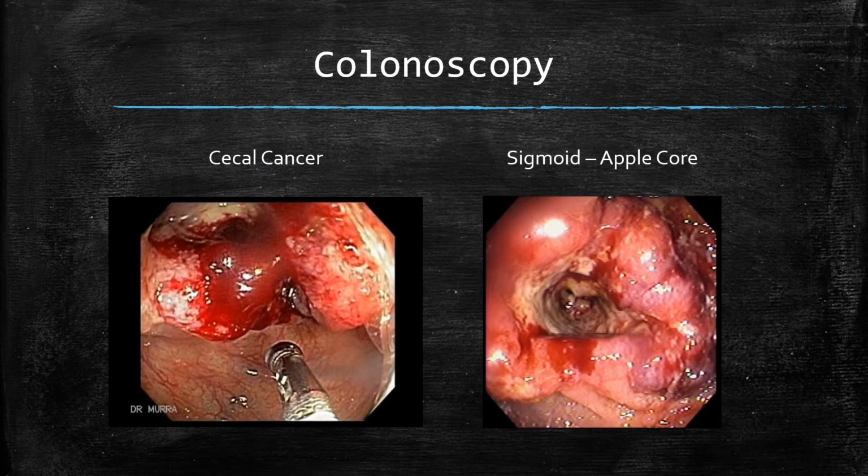Here's a couple of images from the web, which shows a sort of typical fungating cecal cancer and as well a typical apple core type sigmoid colon cancer. It's not hard at all to imagine that the cecal cancer causes bleeding, slow bleeding, and that the sigmoid cancer presents with a change in bowel habits.